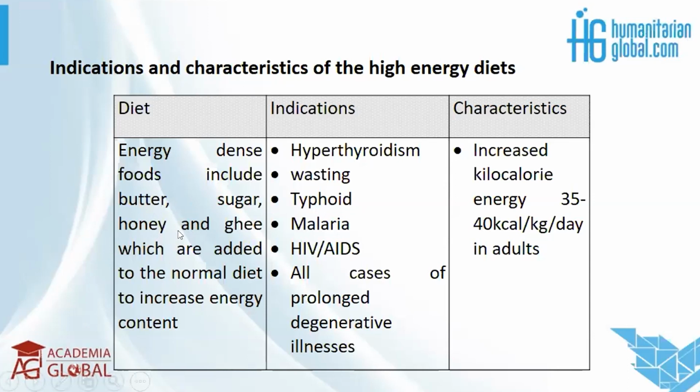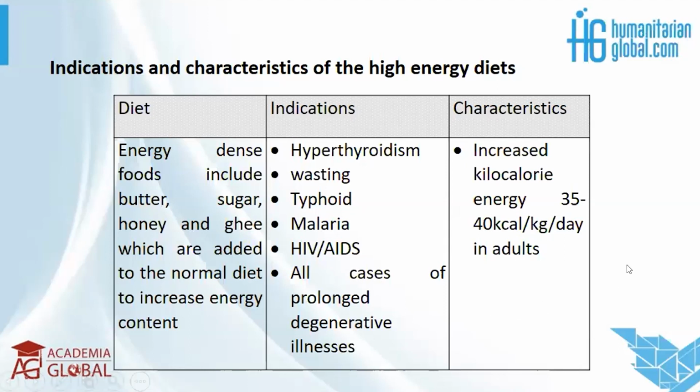So when we talk about an energy dense diet, we are not talking about increasing the amount of food, we are talking about increasing the amount of energy in a food. So the examples in which these diets are prescribed, we have hyperthyroidism, wasting, typhoid, malaria, HIV, and all cases of prolonged degenerative illnesses. Now, to increase kilocalories, you give 35 to 40 kilocalories per kilogram per day in adults. So that is the range on how you increase.